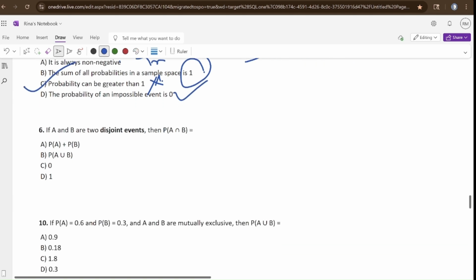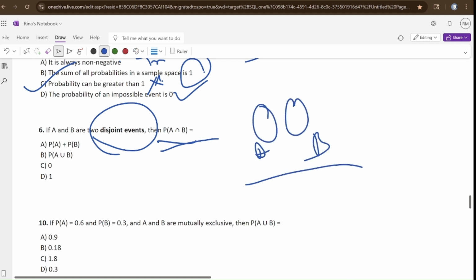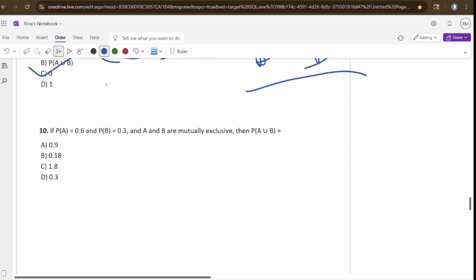Okay. Next question. If A and B are two disjoint events, then what is P(A intersection B)? Disjoint event means there is no relation. So A is separate, B is separate, like complement. So the answer will be 0. No intersection. So 0. Next question.